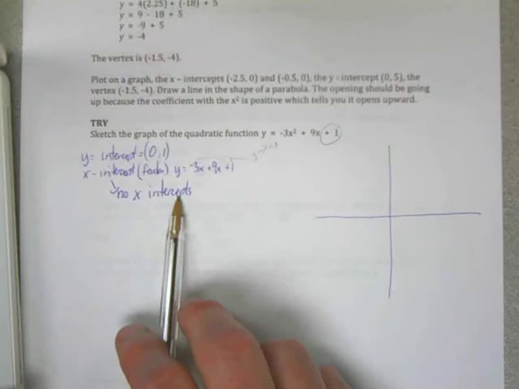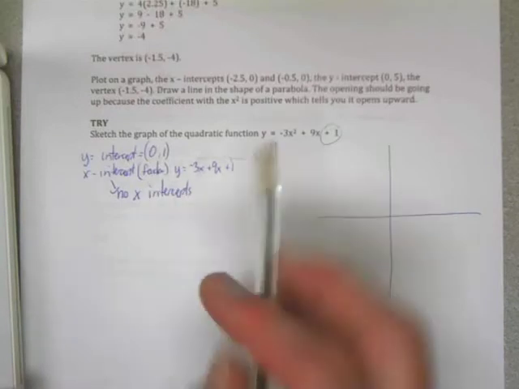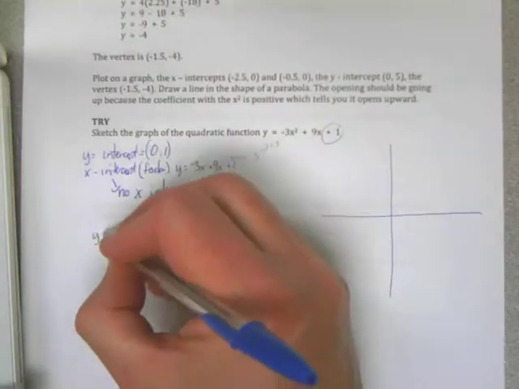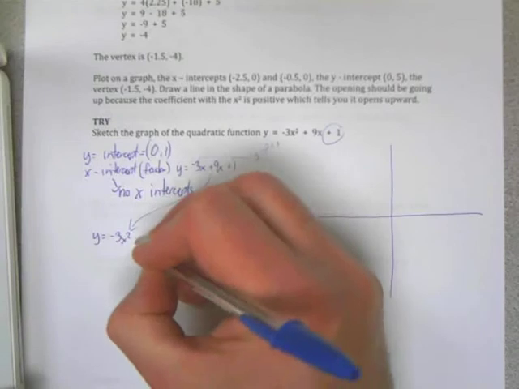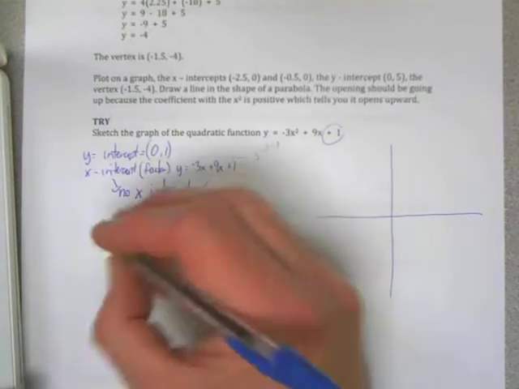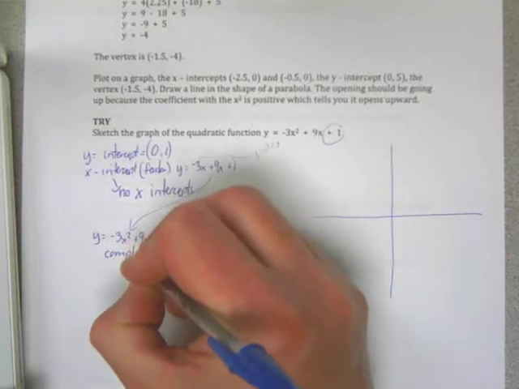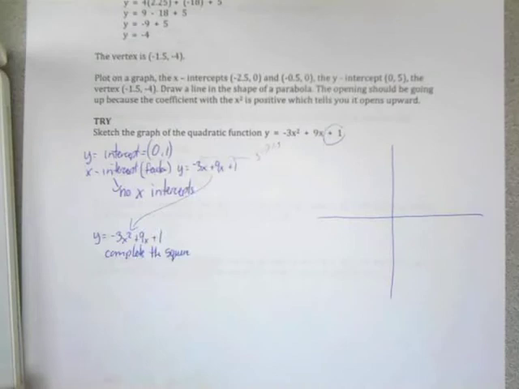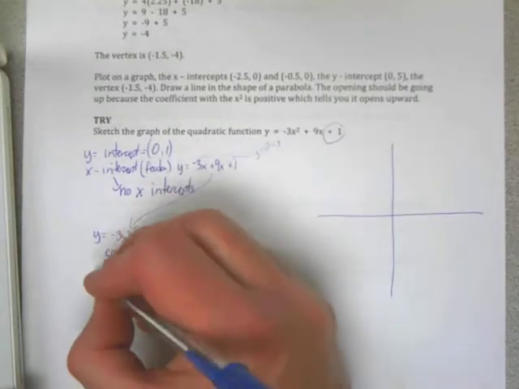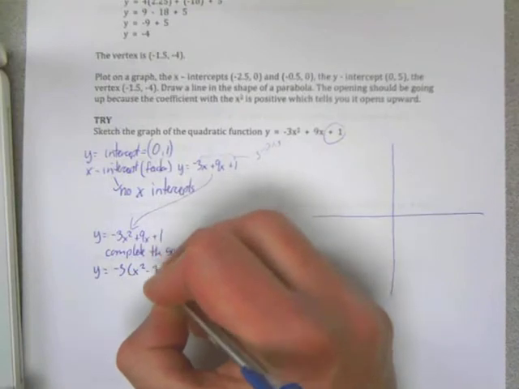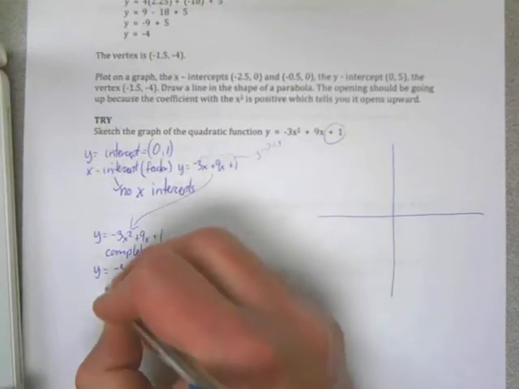So next one, I'm going to find the vertex. To find the vertex, I will take the same equation, y is equal to negative 3x squared plus 9x plus 1, and I'm going to do the completing of the square. So, take out the 3: y is equal to negative 3 times x squared minus 3x plus 1.